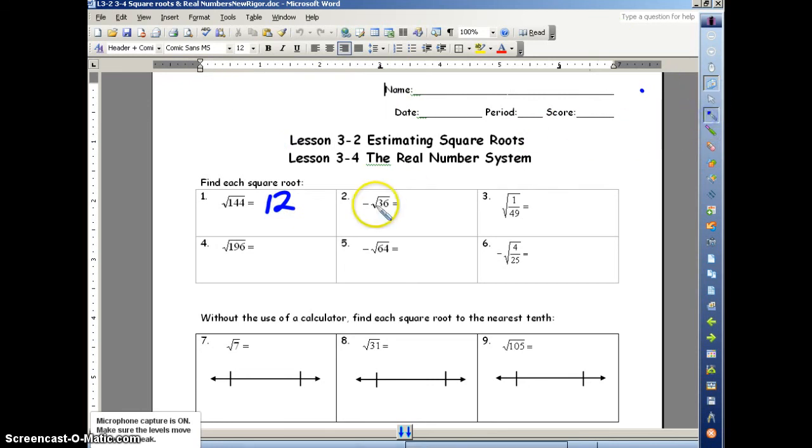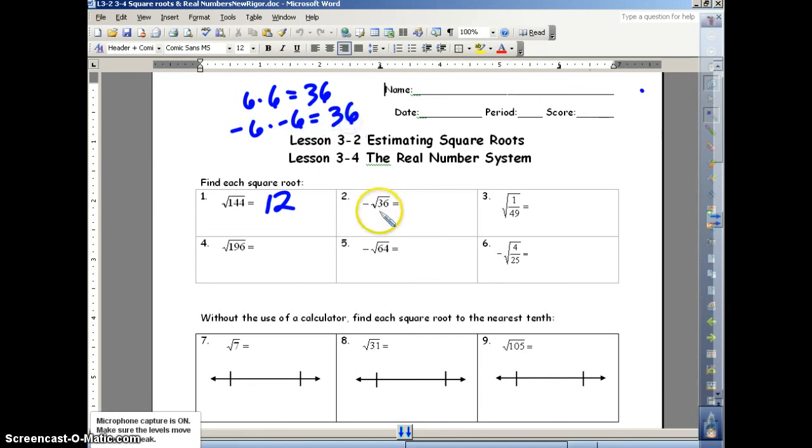Which square root do they want on this one? What number times itself gives you 36? Well, 6 times 6 is 36, but negative 6 times negative 6 is also positive 36. Which one do they want here? They want the negative square root. So we're going to say that is negative 6. Okay, can you guys finish filling this out? Let's pause the video here.